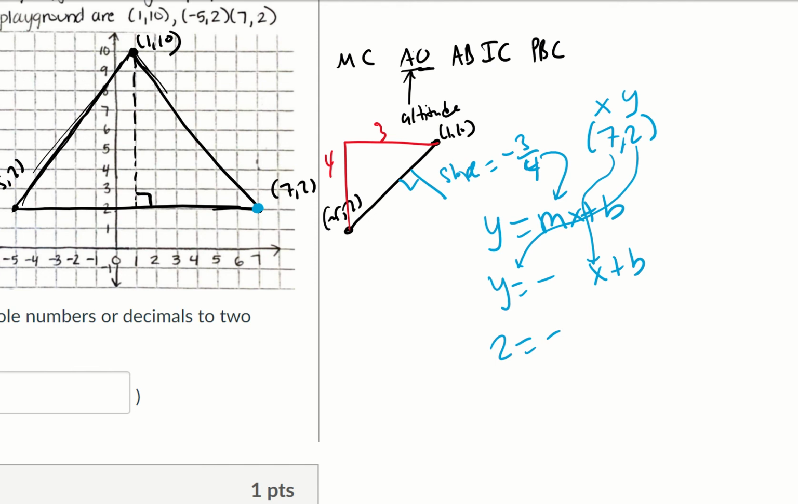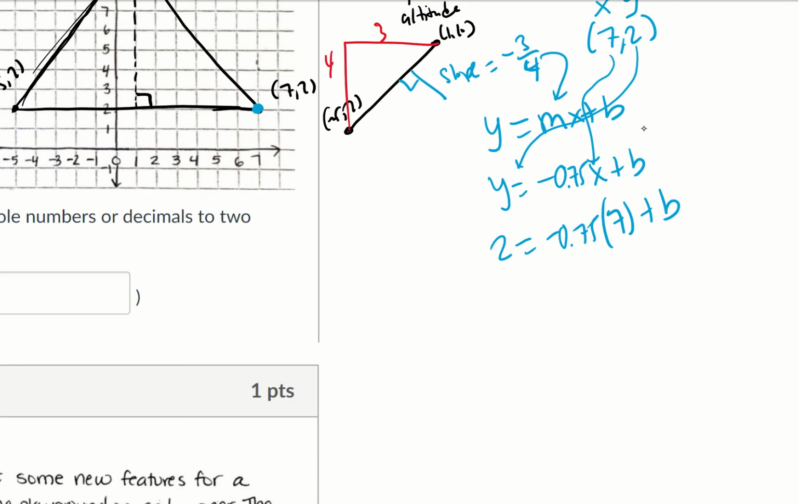Again, we said that we were going to replace this with a decimal, right? So I'll go ahead and do that now. And then x is equal to 7. And so 7 times negative 0.75, it's going to be negative 5.25. All right, and then we're going to add that over to both sides. So b is 7.25.